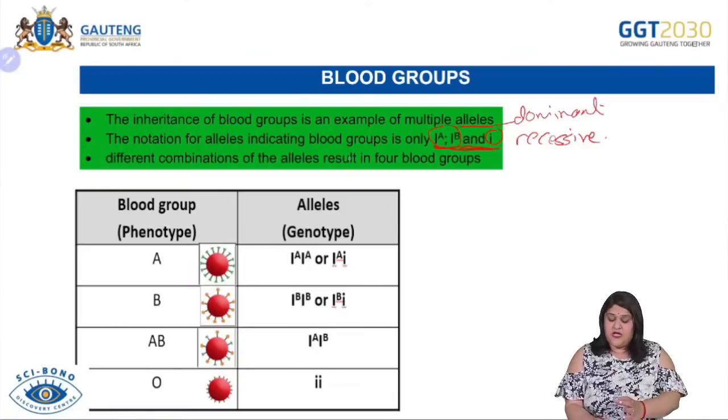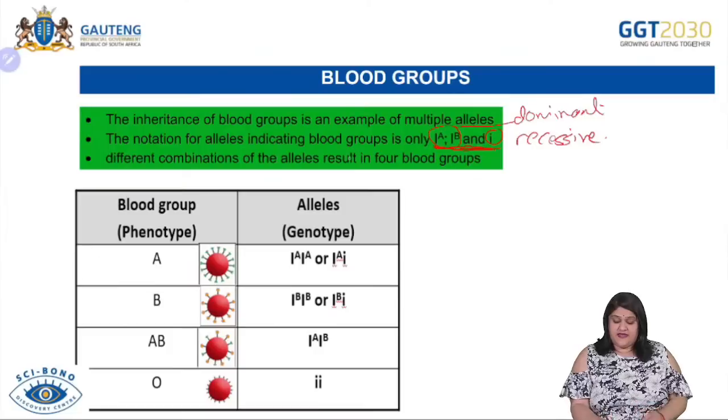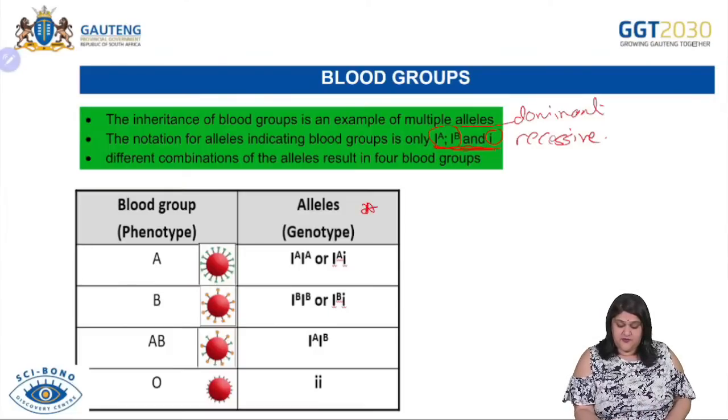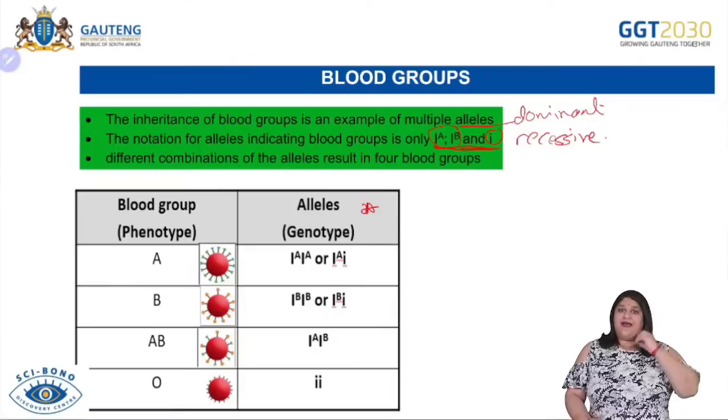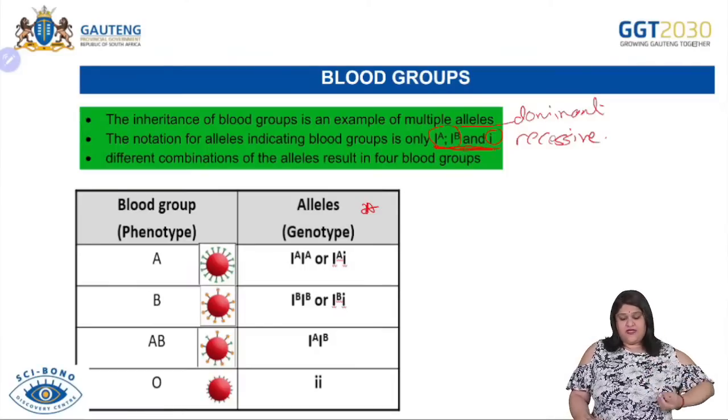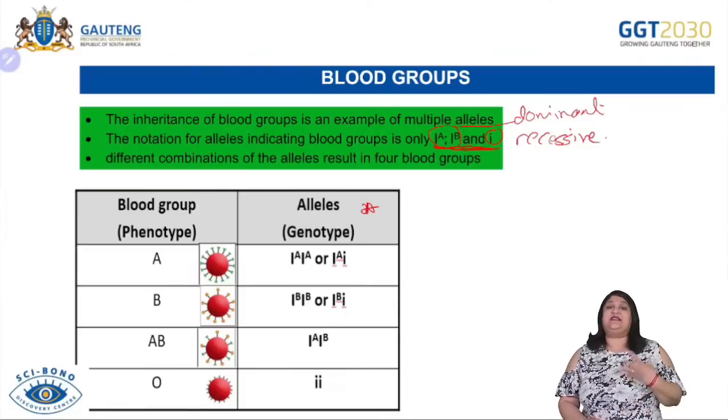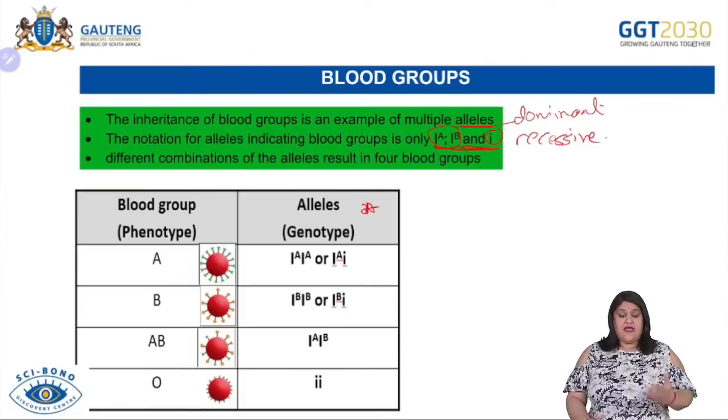So if you combine these in this way over here, we'll look at it just now, but you combine them in different ways, you can get a possibility of 4 different blood groups. So the blood group is the phenotype. Okay, so if somebody is blood type A, that is their phenotype. Okay, or blood type B, or blood type AB, or blood type O.